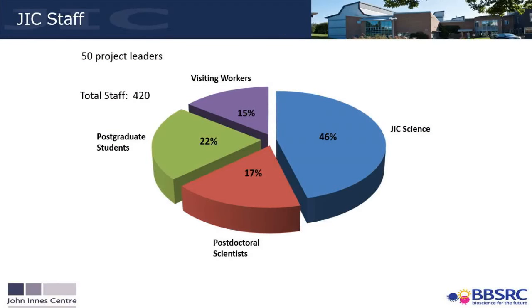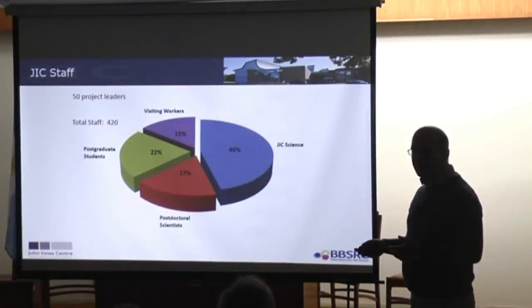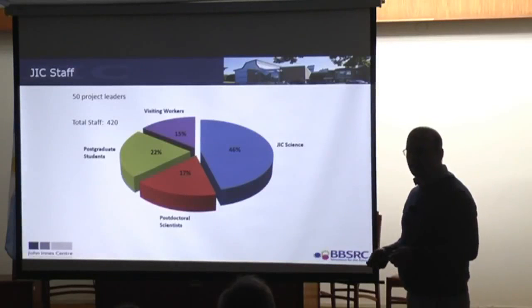Okay, so the breakdown of John Innes is up to 1,000 staff members, but half of those people are support staff. So they're maintaining the building and the services within it. We're very well served in that way. But half of us are scientists. So this is 46% permanent scientists, including 50 project leaders, which is what I am, a principal investigator. 15% visiting workers, 22% postgraduate students, and 17% postdoctoral. A major part of our mission statement is training, but the fundamental thing, the strapline for the John Innes Centre, is genetics. So we're about the genetics of plant and microbial organisms.